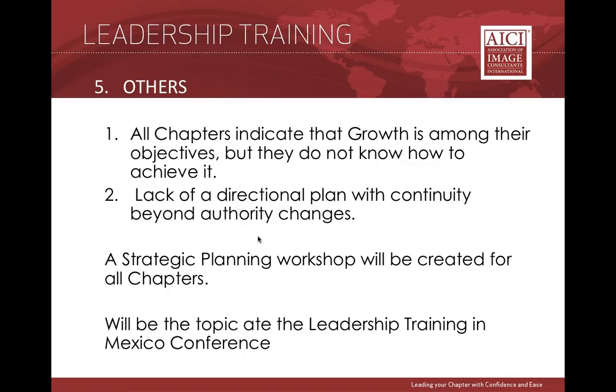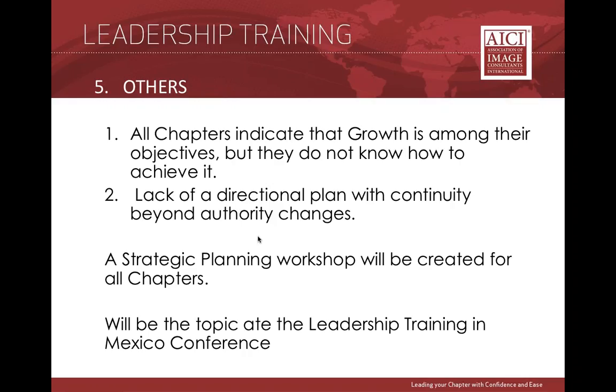So we have found there is a lack of strategic planning, and this will be one of the topics that we are going to discuss and have a workshop on during the leadership training in the Mexico conference. The idea is to develop a methodology that can help all the chapters to have a very good strategic plan.